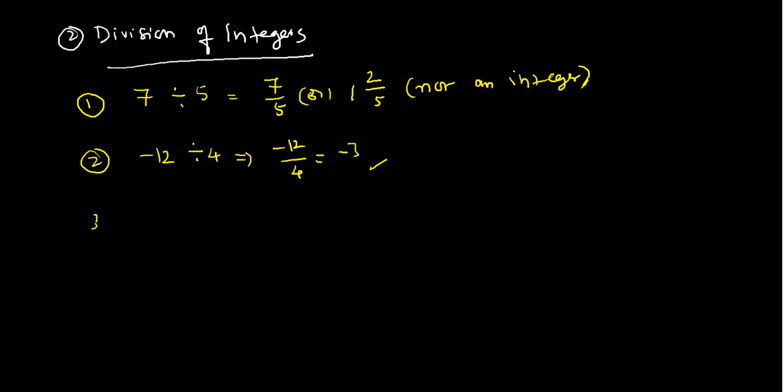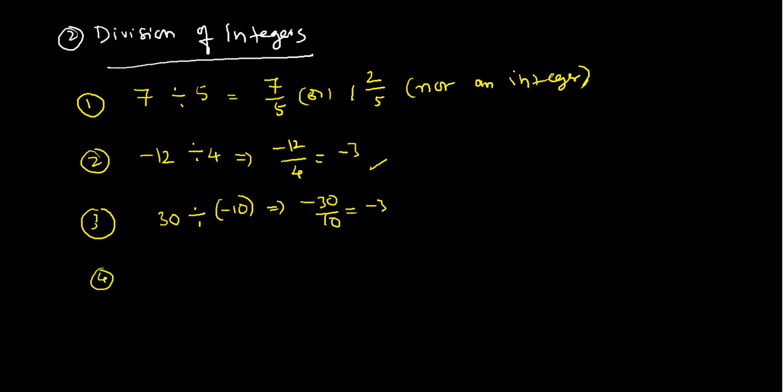Another point here: when a positive integer is divided by a negative integer, we get a negative integer. For example, take 30 divided by minus 10. We can write this as minus 30 by 10, which is minus 3. So from this we understand that when a positive integer is divided by a negative integer, we get a negative number.